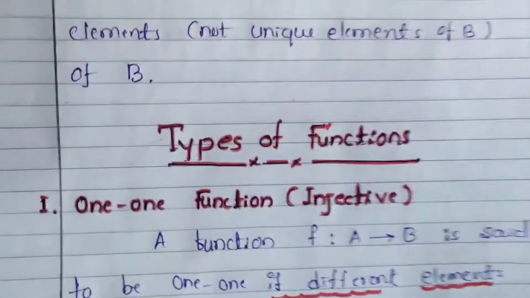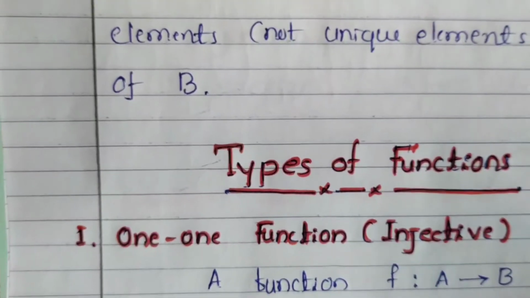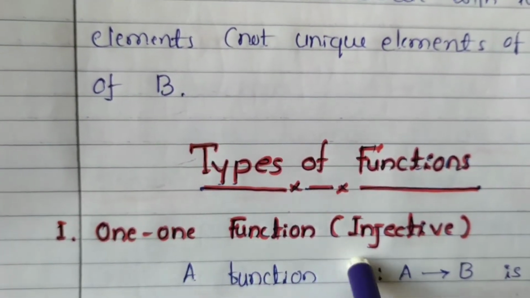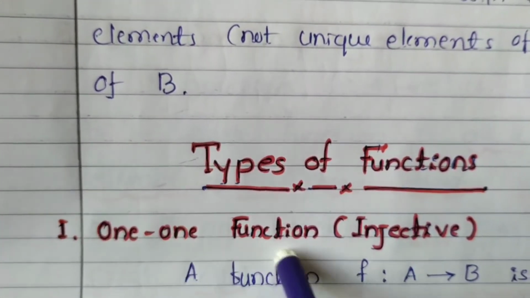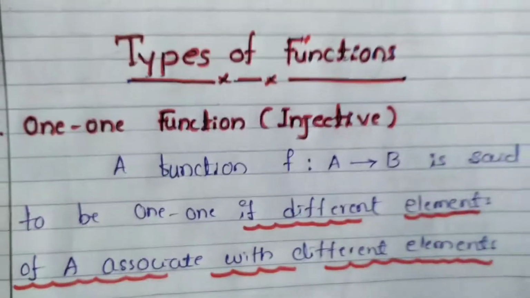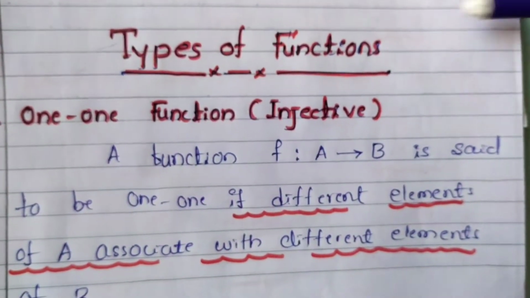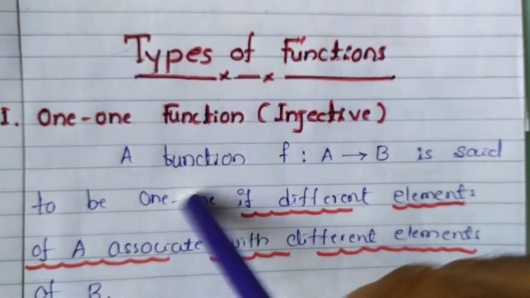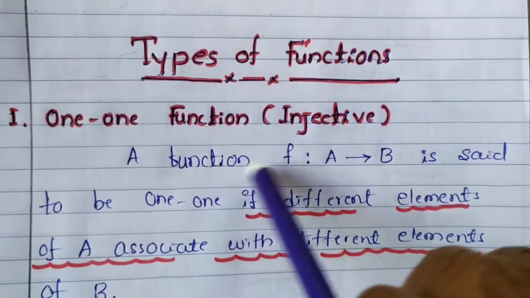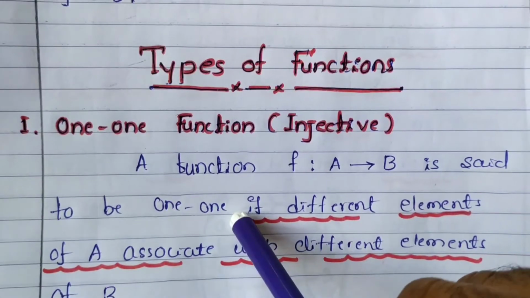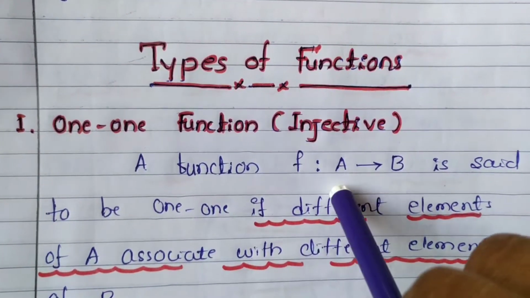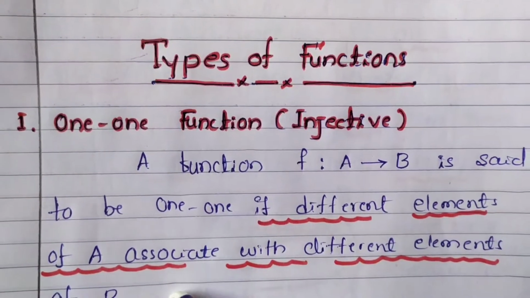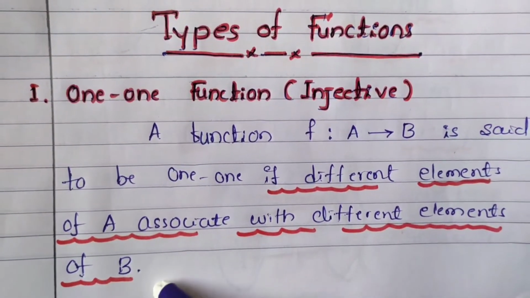Next, let us go to the types of functions. There are some types of functions. In types of functions, consider the first function as the one-one function. The one-one function is also named injective. The definition says that a function f from A to B is said to be one-one or injective if different elements of A are associated with different elements of B.